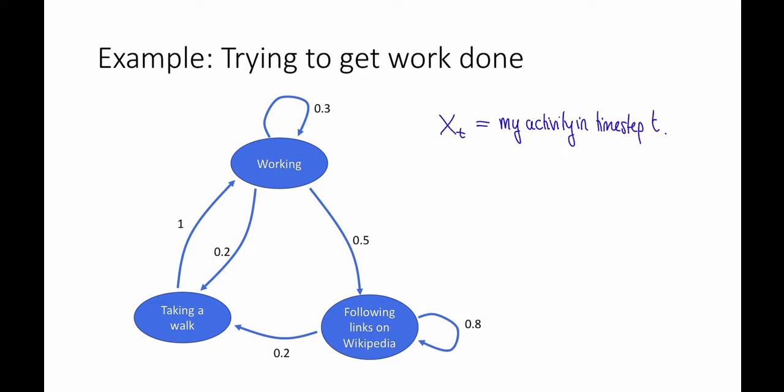The arrows in this diagram represent the probability of transitioning from one state to another. So for example, this 0.5 here means that the probability that x sub t is equal to following links on Wikipedia, conditioned on x sub t minus 1 being equal to working, is equal to 0.5.